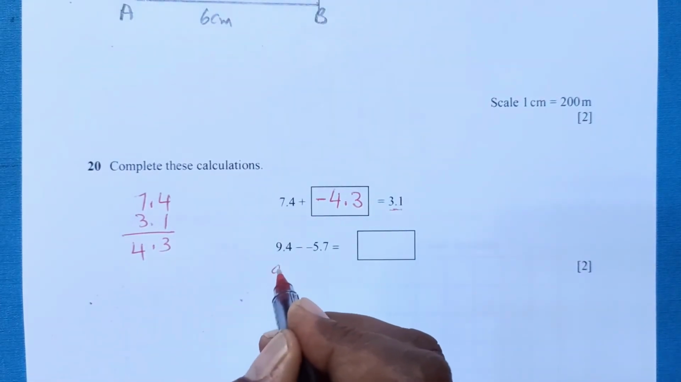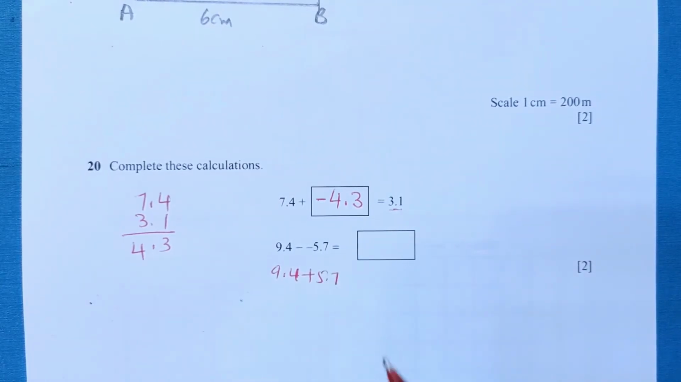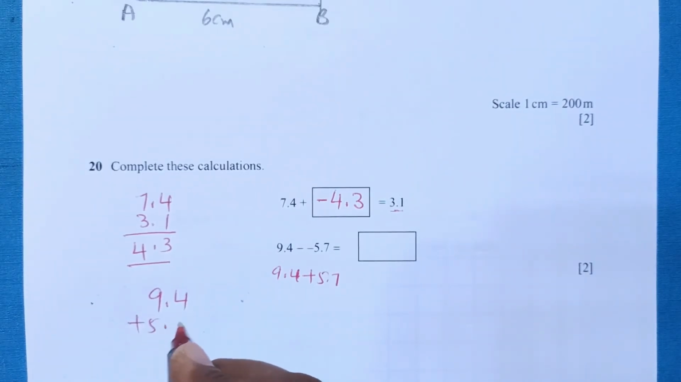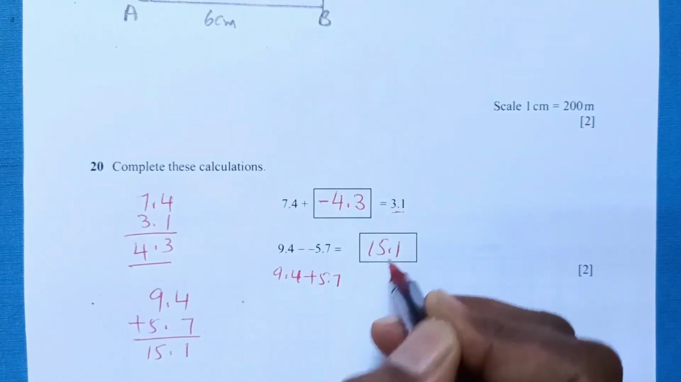Now here, this is 9.4 minus minus, that is plus 5.7. So you are going to add 9.4 plus 5.7. 9 plus 5 is 14, with the carry it is 15. So this is 15.1.